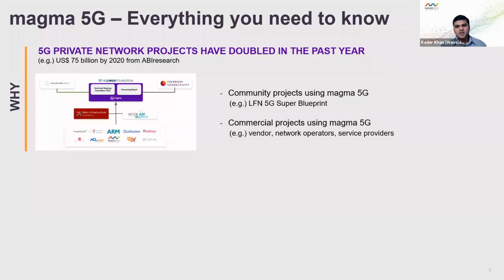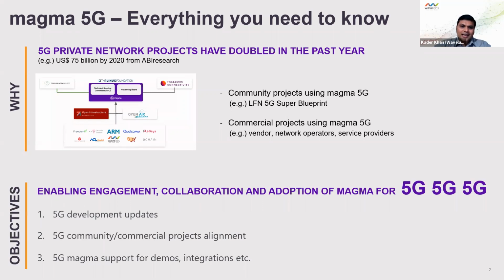So let's start with a quick refresher on why we are having this meeting. We all know that 5G is a great opportunity for all of us. But from the Magma community point of view, after the Magma Core Foundation was established early this year, we are seeing a rise in interest and adoption of Magma 5G for both community projects as well as commercial projects. So we in the community felt the need for this meeting to set up a platform for success that will enable engagement, collaboration, and adoption of Magma for 5G, with three key objectives.